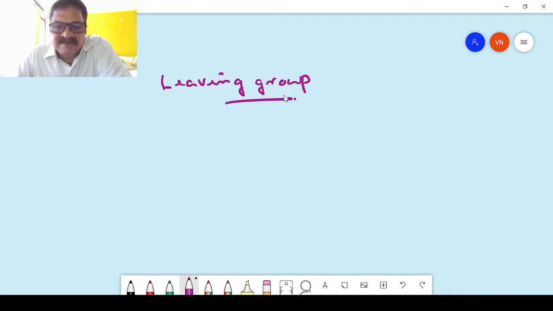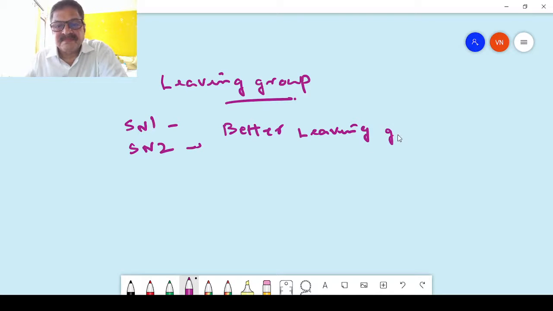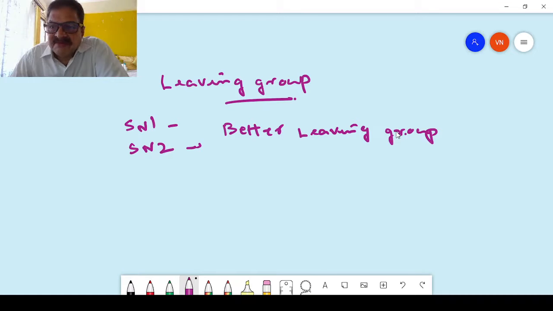Well, a better leaving group increases the rate of both the SN1 and SN2 reactions. See, there is no difference here. In both the SN1 and SN2 mechanisms, in both the cases, what happens? If you have a better leaving group, the rate of the reaction will be increased. A better leaving group increases the rate of both the SN1 and SN2 reactions here.